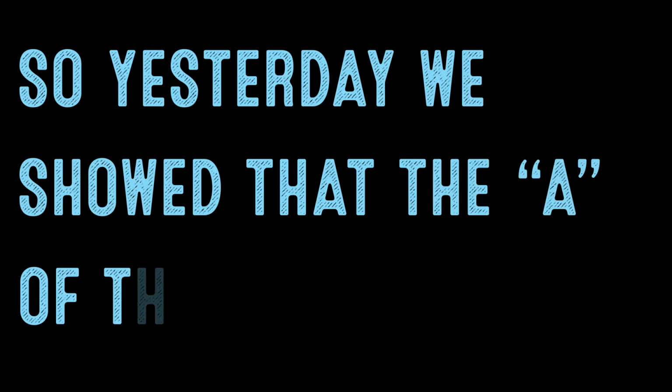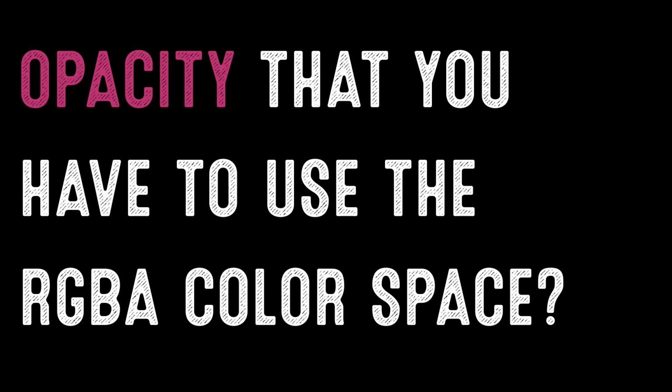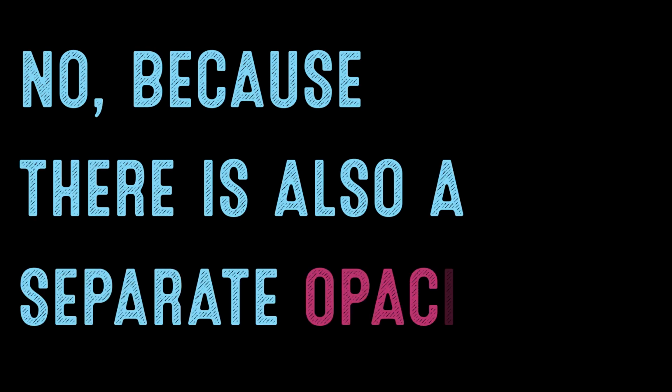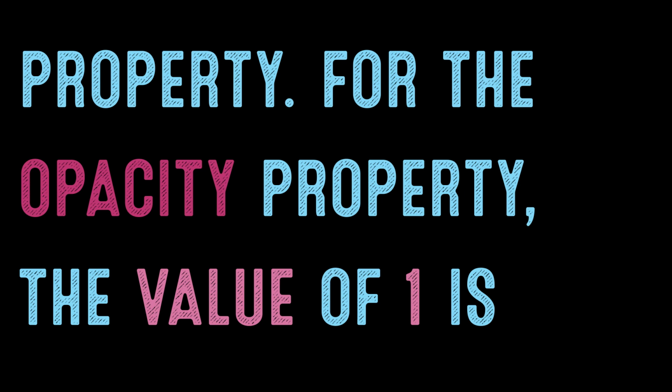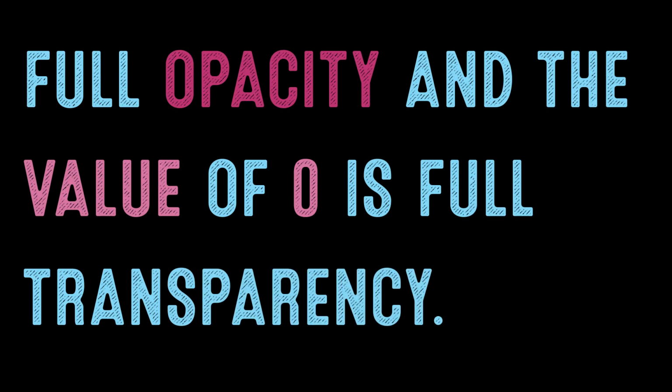The weekly code quiz. So yesterday we showed that the A of the RGBA color space is for controlling opacity. Does this mean that if you do not want full opacity you have to use the RGBA color space? No, because there's also a separate opacity property. For the opacity property, the value of 1 is full opacity and the value of 0 is full transparency.